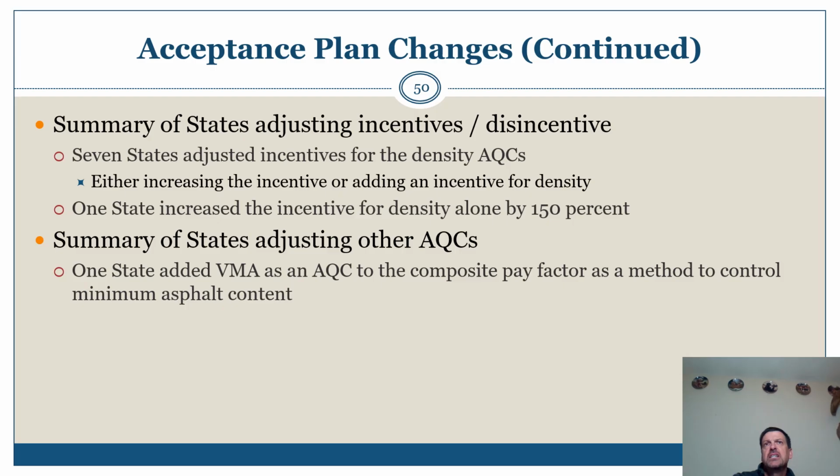So, summaries of states adjusting incentives and disincentives. Basically 7 states did that. So they changed the incentives associated with their density acceptance quality characteristic. One of them increased it by 150%. One state added voids in mineral aggregate, or VMA, as an acceptance quality characteristic to the composite pay factor for hot mix, and that was done as a method to try to increase the minimum asphalt content in the mix.